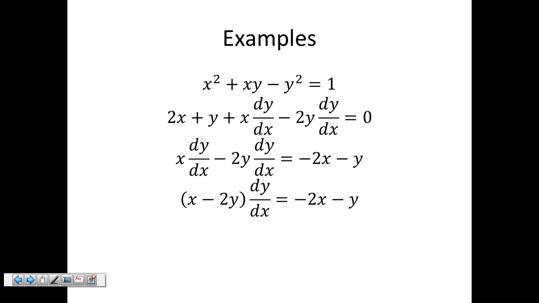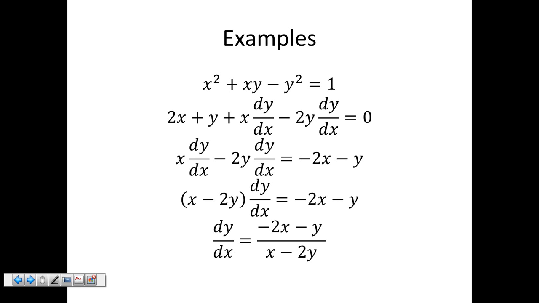Now with this method, anything that has a dy over dx is going to stay on the left side of the equation. Anything that does not have a dy over dx is going to move over to the other side. So I have to subtract over the 2x and I subtract over the y. And then my next job is to factor out the dy over dx. So you see that I factored out the dy over dx to the back on the left side of the equal sign. And then my last job is to divide by that x minus 2y. And I get dy over dx equals negative 2x minus y over x minus 2y.